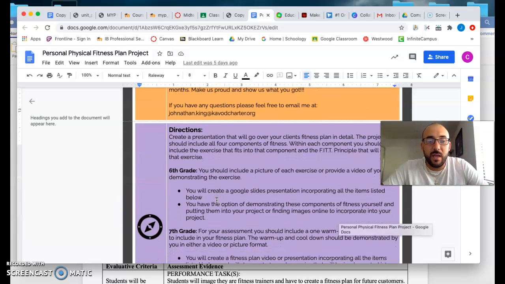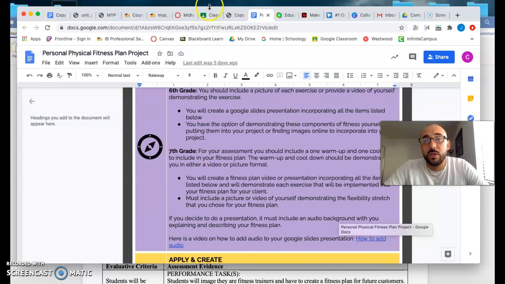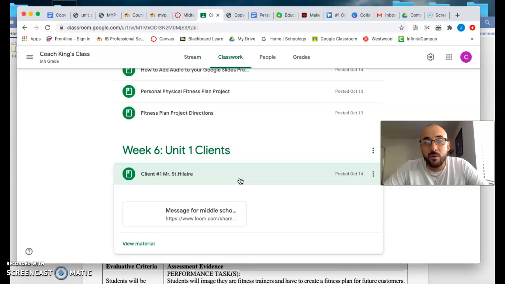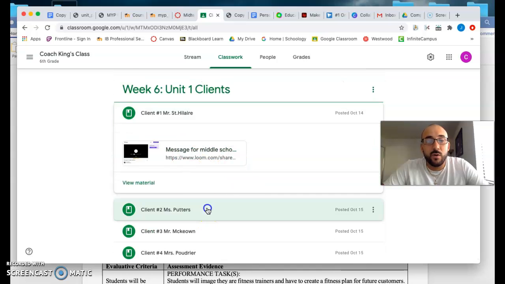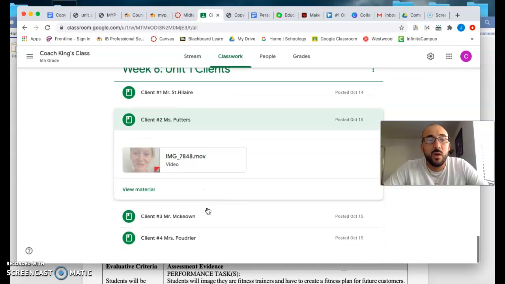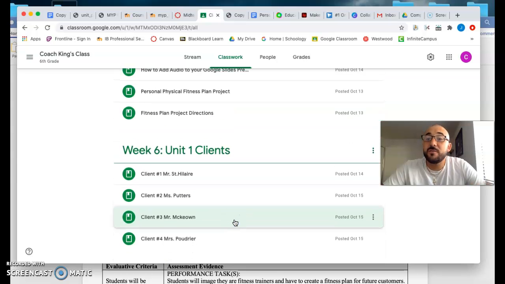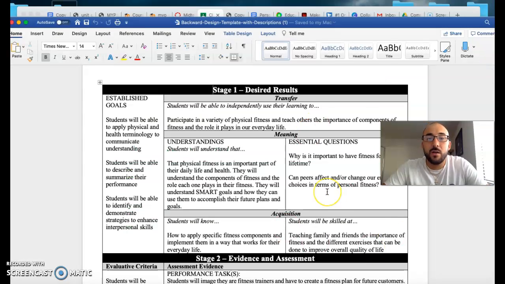And here they have the directions and everything. What was really cool was at the bottom here, each teacher, each of their clients, created a video. So here is a video of one of our teachers giving an introduction, telling the students how excited they were to see their fitness plans and to be following along with them. So we're giving that real life scenario, which hits on UbD's design.